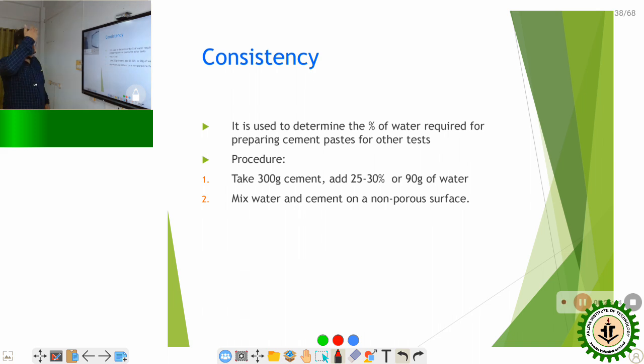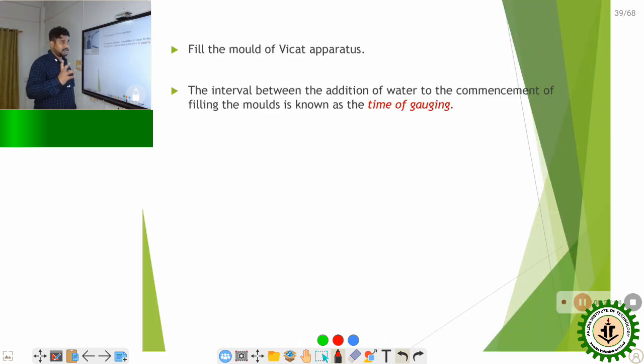Consistency test. There are two tests, and I will teach the other later because time is less. The consistency test is used for determining the percentage of water required for preparing cement paste. Procedure: take 300 grams of cement, add 25 to 30% water, or about 90 grams, and mix the water and cement on a non-porous surface. It is used with the Vicat apparatus. This is a common question on the consistency of cement. The apparatus used for testing consistency is the Vicat apparatus.